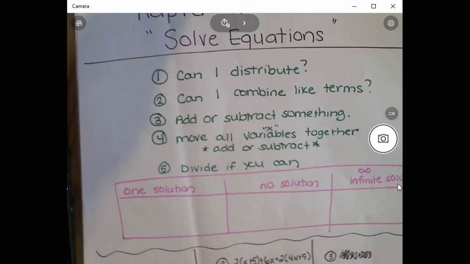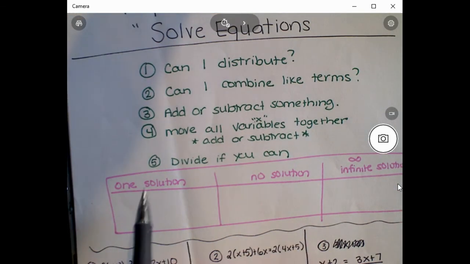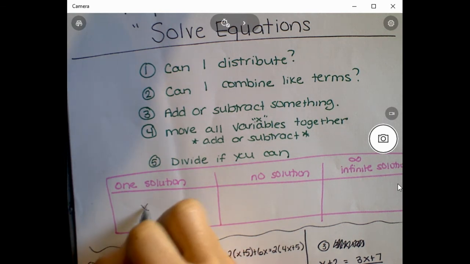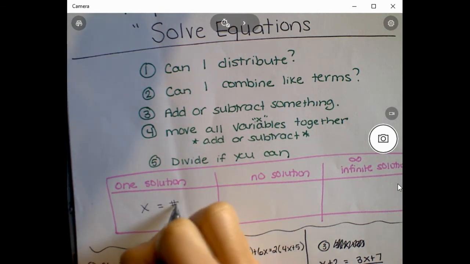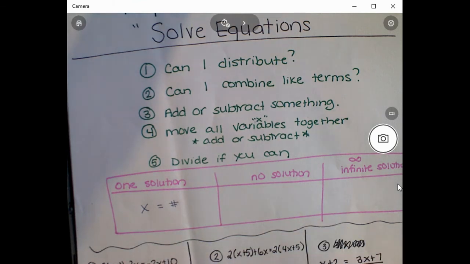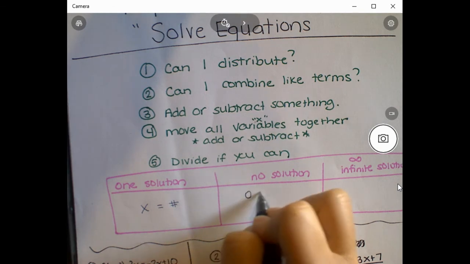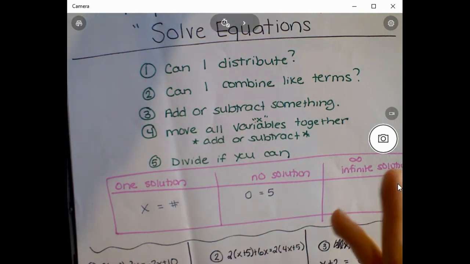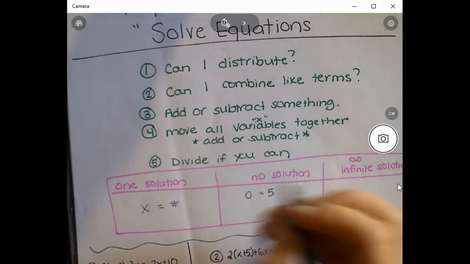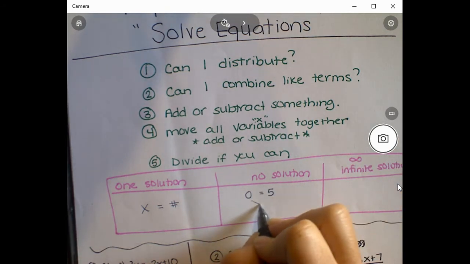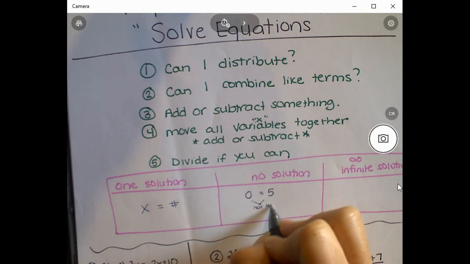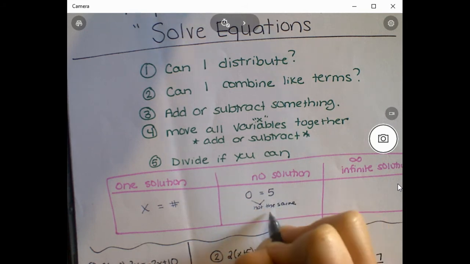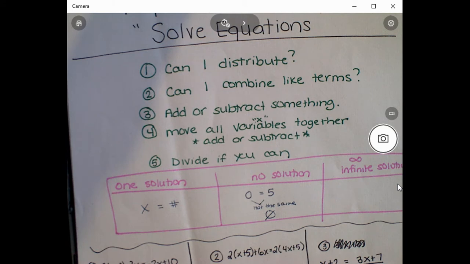All right. So then we realized one day that there were 3 different kinds of answers you could get. You could get one solution where x, or the variable, equals a number, like x equals 4. You could get no solution, and that happened at the end if you ended up with 0 equals 5 or some kind of thing that doesn't make sense. Because these are not the same, this has no solution. That equation doesn't work.